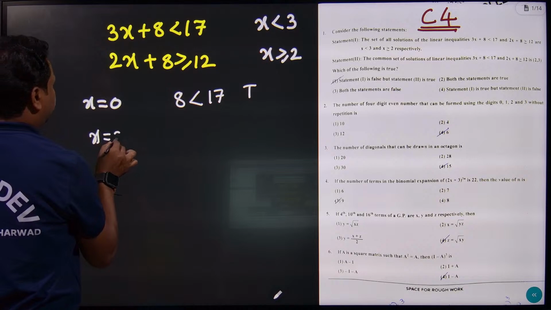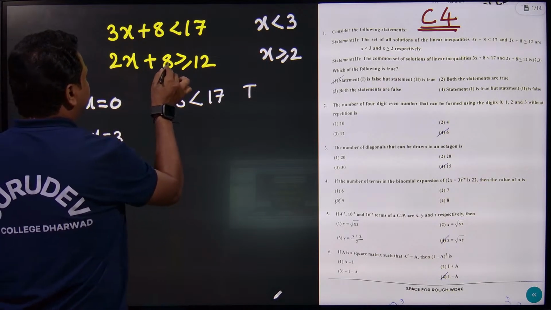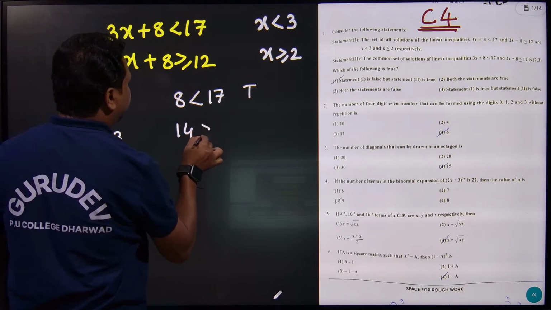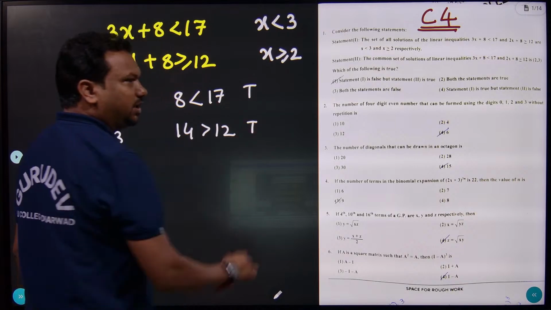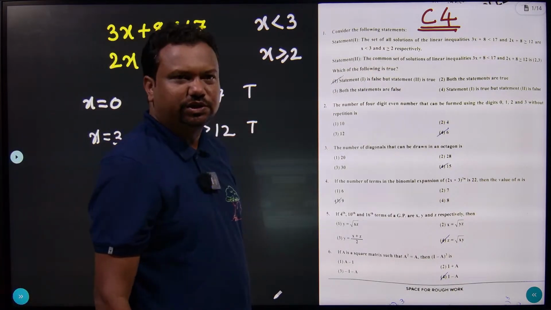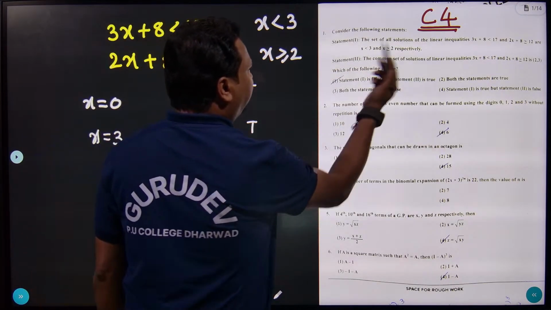So x equal to 3 ಅಂತ ಸಬ್ಸ್ಟಿಟ್ಯೂಟ್ ಮಾಡಿದ್ರೆ 2 3s are 6. 6 plus 8 is 14. Greater than 12. Is it true? True. Therefore first statement is true ಅಂದಂಗೆ ಆಯಿತು. ಆಯ್ತಾ? Now I'll go for the second one.